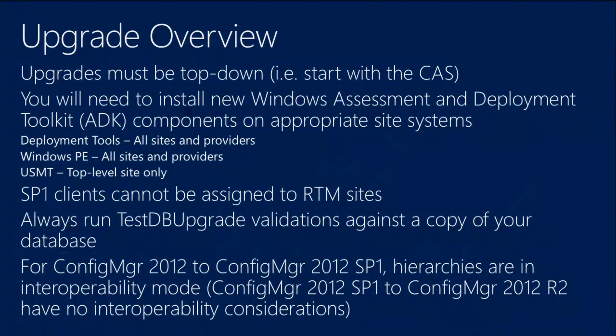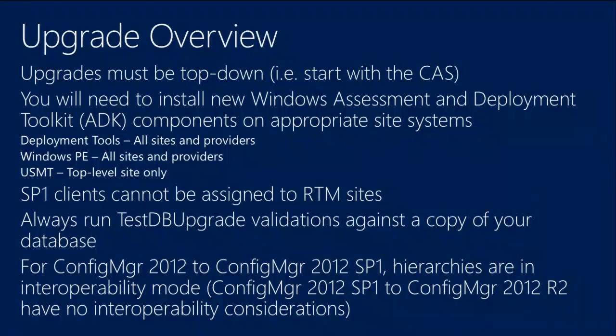OK, upgrade. So you guys are at 2012 SP1. That's the only release we can upgrade from. You can only upgrade to ConfigMan 2012 R2 from ConfigMan 2012 SP1. There's no upgrade from 2007. You can do a migration. There's no upgrade from ConfigMan 2012 RTM. We only upgrade from 2012 SP1.